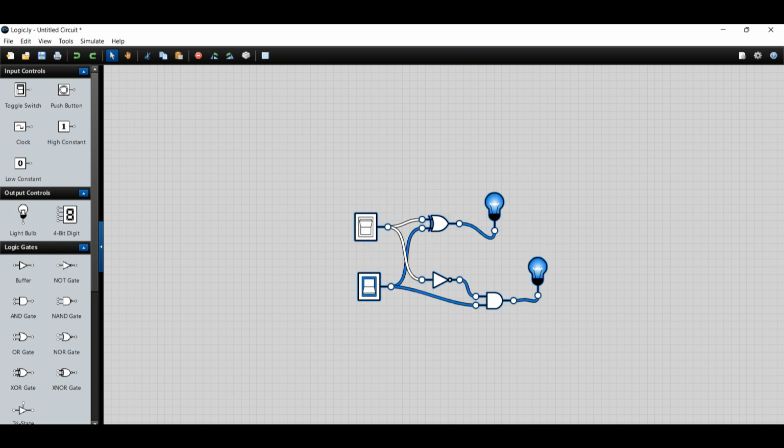Next is a half subtractor. In this, we have two inputs and two outputs. One is XOR gate, AND gate, and NOT gate. The output is differentiated into difference and borrow.